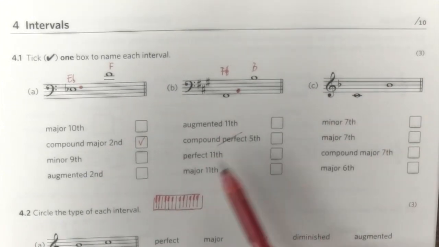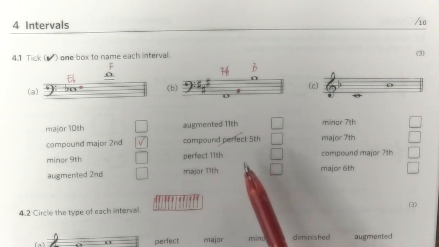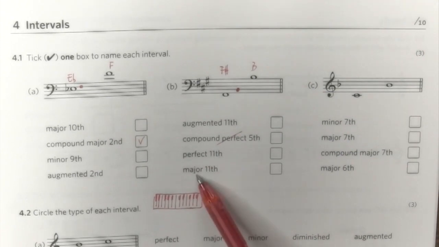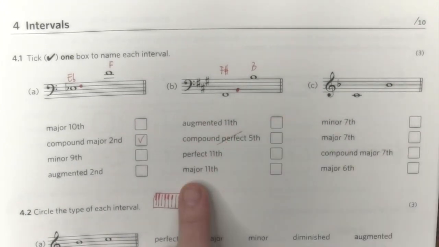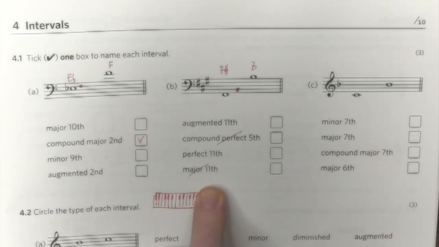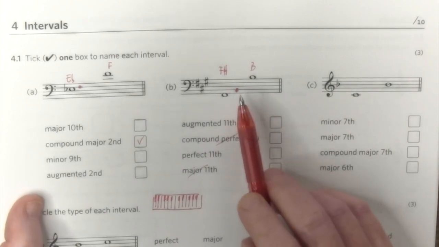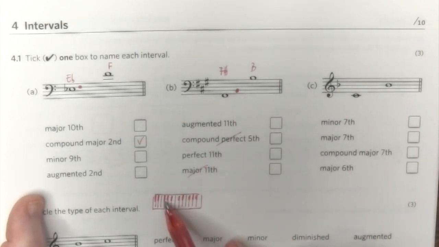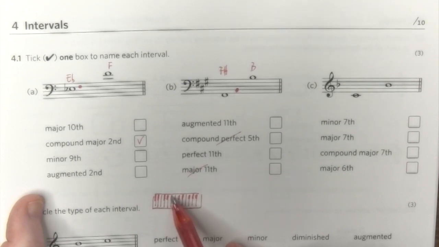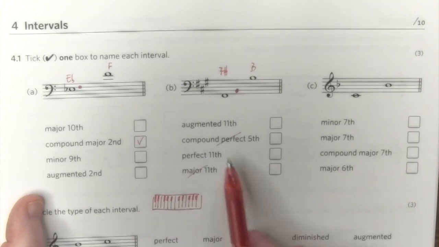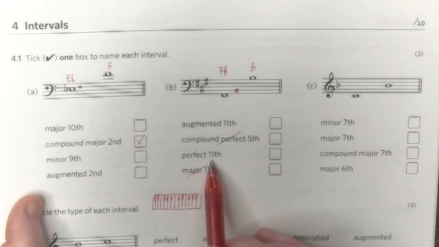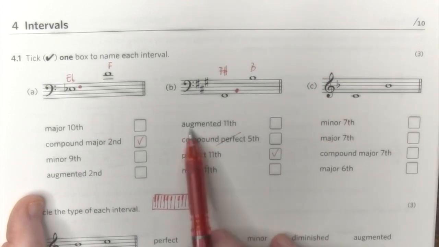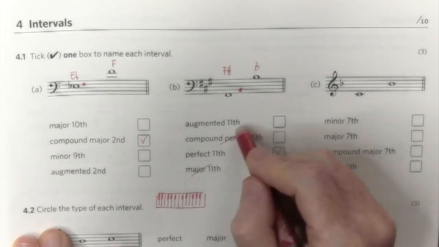So we have an 11th, yes, because 7 plus 4 equals 11. Now, is it perfect, major or augmented? It can't be major because a fourth could be perfect or diminished or augmented. So we can exclude a major 11th. A perfect fourth is 2 tones and a half. So, 1, 2 and a half. So it is a compound perfect fourth or a perfect 11th. It can't be augmented, so it's a perfect 11th.